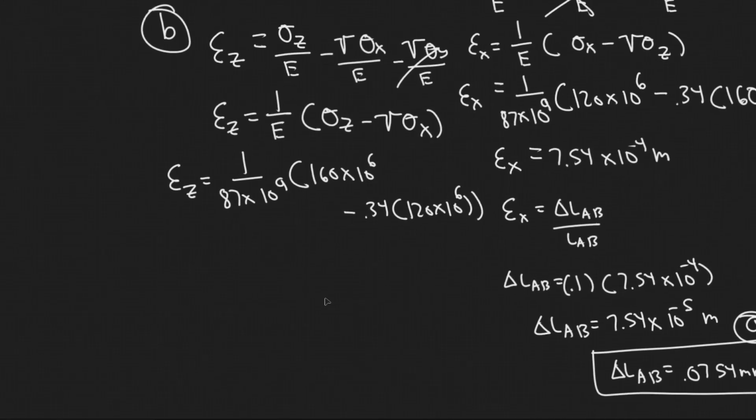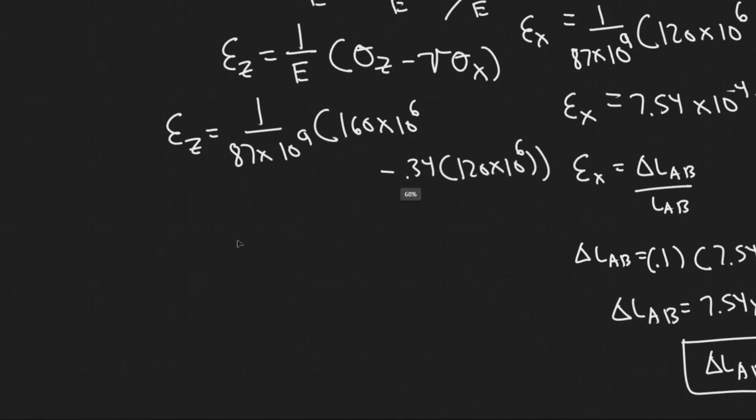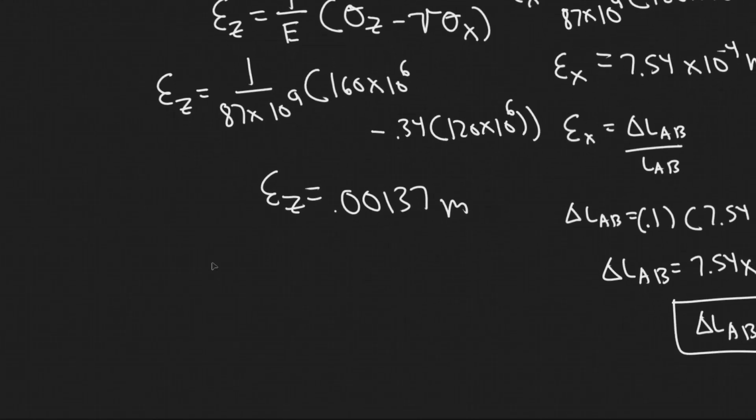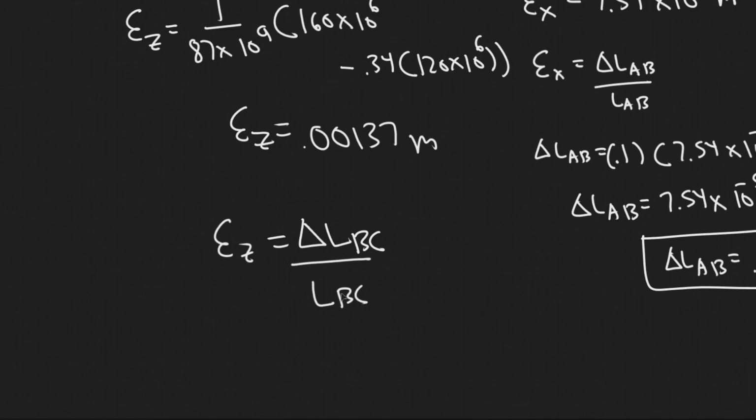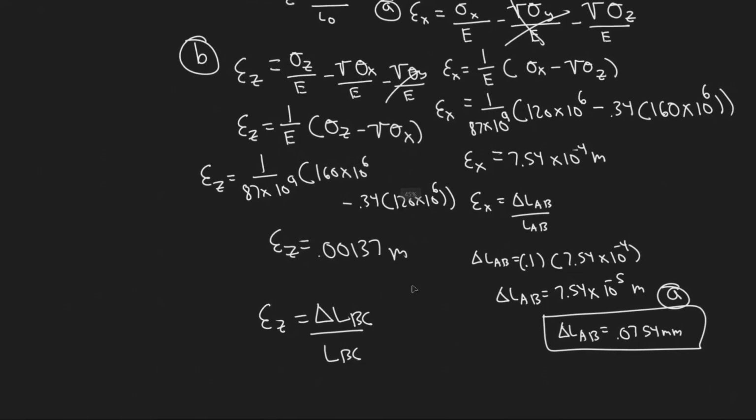This is going to go ahead and be your strain in the z, which if you go ahead and plug this in, you are going to get a value of 0.00137 meters. Awesome. And then once again, we're just going to use the strain formula. So now we're dealing with BC since we're along the z-axis. And once again, we're solving for the change. So you're just going to take the initial length of it, multiply it by the strain we just solved for, and that's going to give you your change in length.